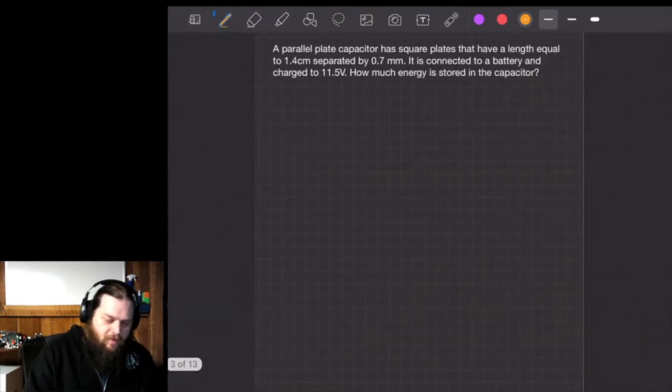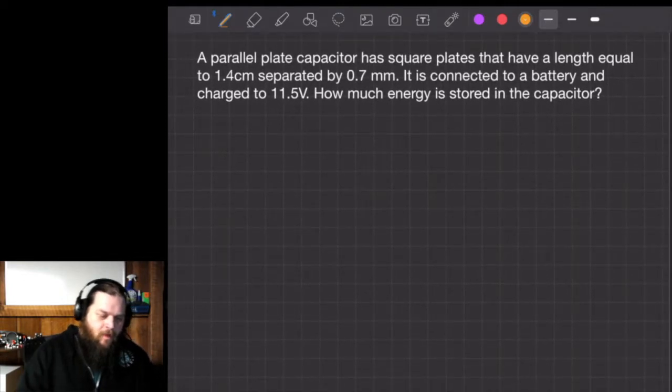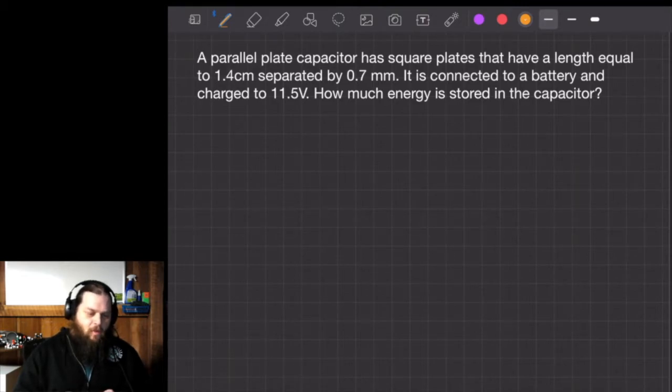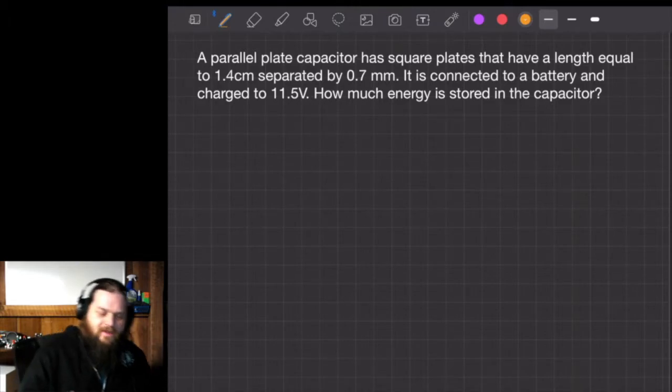Let's go to the next problem here. We have a parallel plate capacitor that has square plates and that each have a length equal to 1.4 centimeters. And they're separated by 0.7 millimeters. It is connected to a battery and charged to 11.5 volts. How much energy is stored on the capacitor?